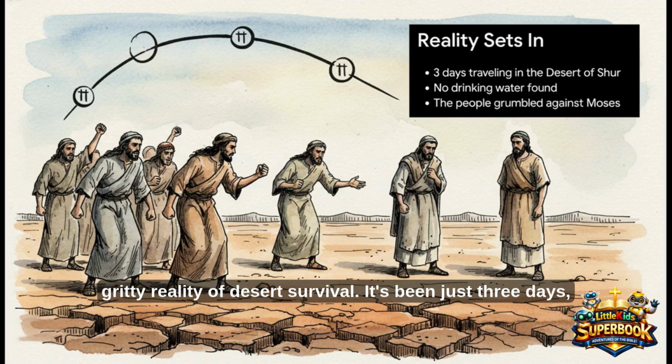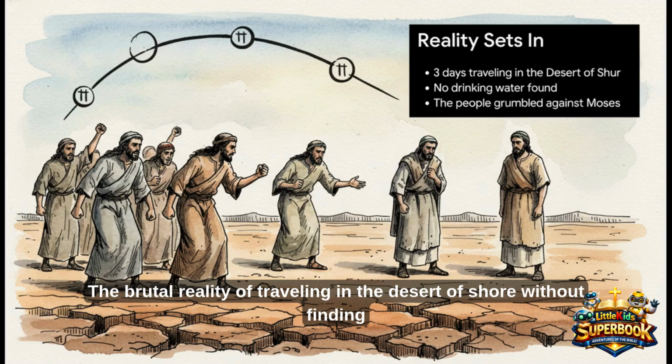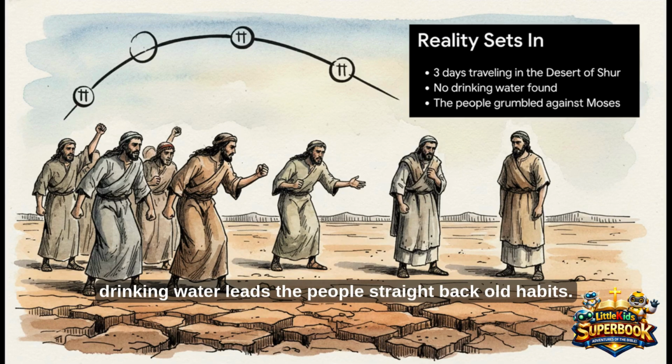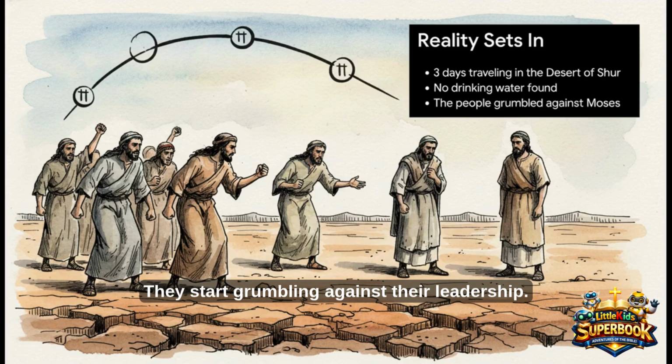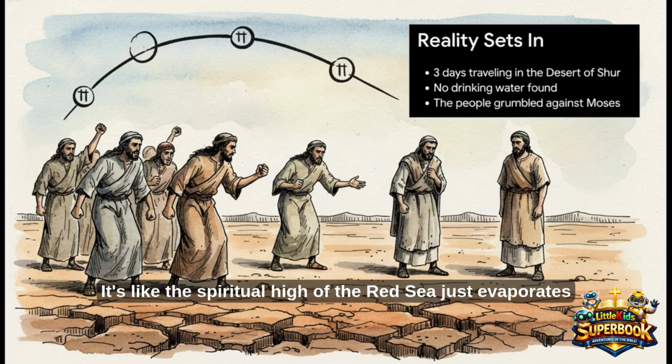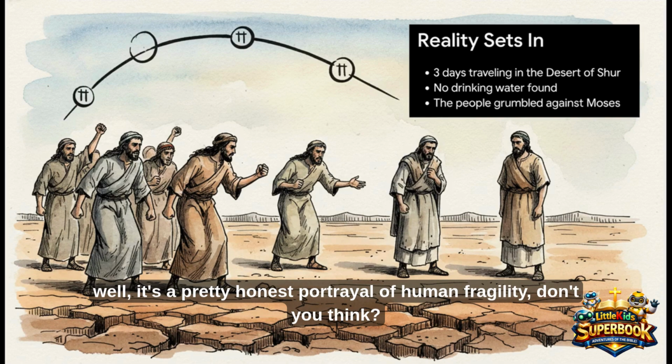It's been just 3 days. Literally 3 days after the greatest rescue in their history, the brutal reality of traveling in the desert of Shur without finding drinking water leads the people straight back to their old habits. They start grumbling against their leadership, they complain to Moses, "What are we to drink?" It's like the spiritual high of the Red Sea just evaporates the second their physical thirst kicks in. And, well, it's a pretty honest portrayal of human fragility, don't you think?